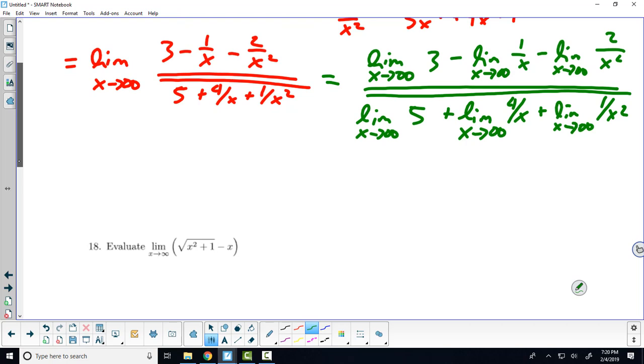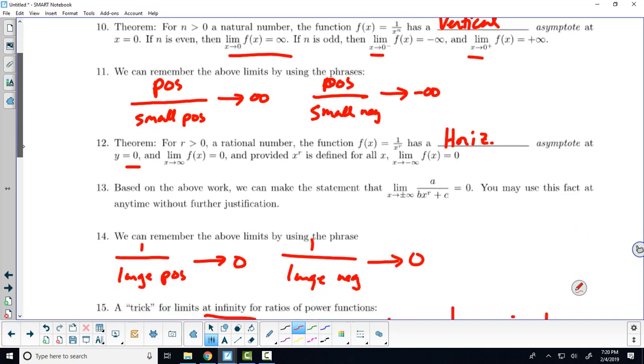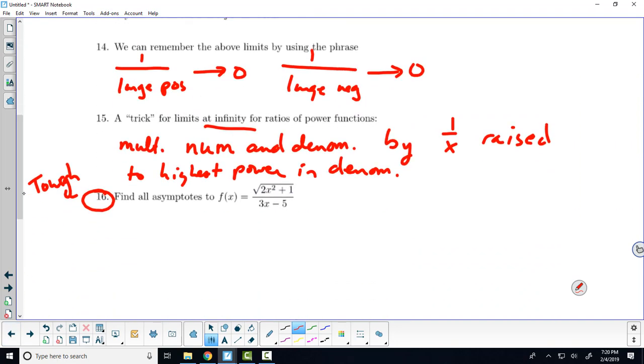Okay. So normally what I would do is I would jump from here to this step here. I wouldn't show this property. Okay, I'm fine with you skipping this step. But what did we say on the previous page? On the previous page we said, hey, you can use this fact as you wish: a number divided by a large positive approaches 0.